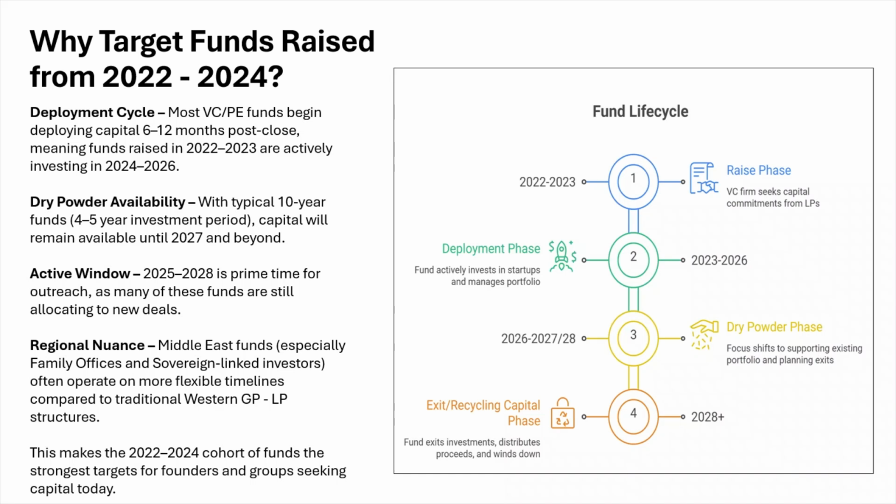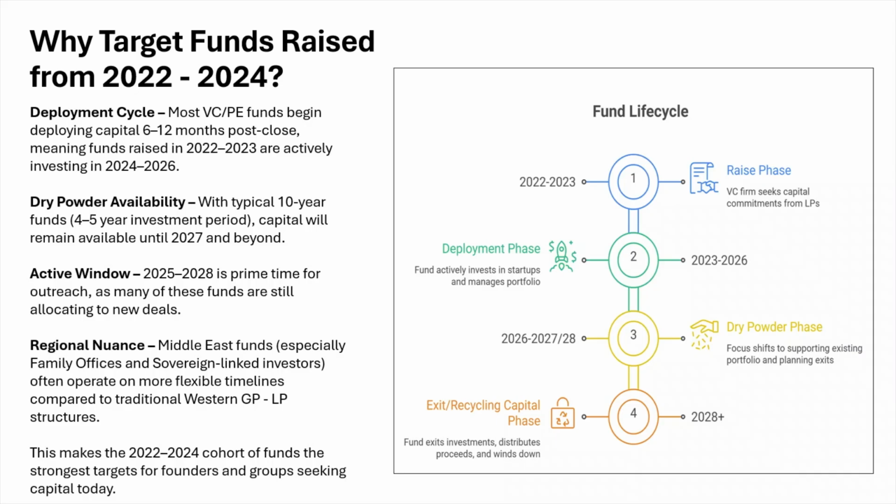Secondly, dry powder availability. With a typical 10-year fund and a 4 to 5 year investment period, capital remains available until 2027 and beyond. So this is another perfect time range for you to use. Active window, 2025 to 2028, is prime time for outreach, as many of these funds are still allocating to new deals.